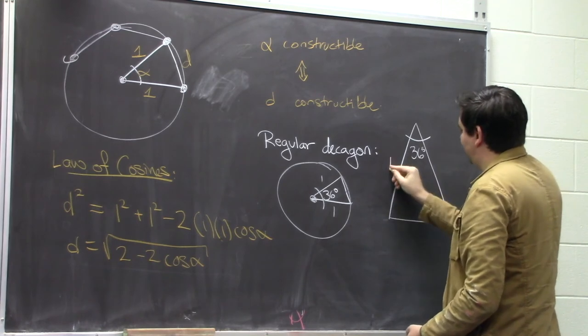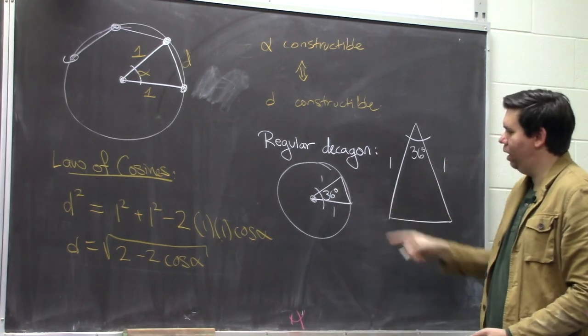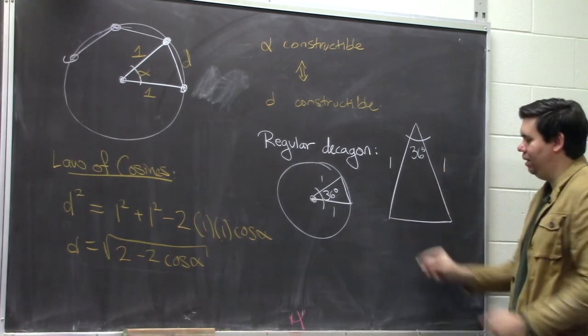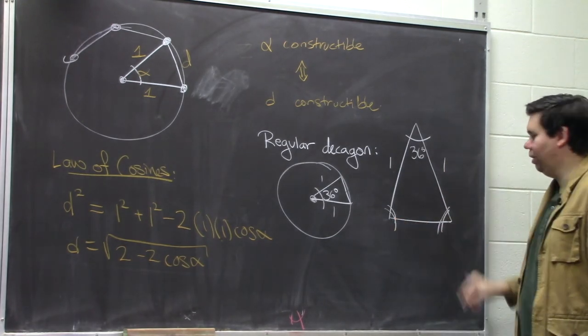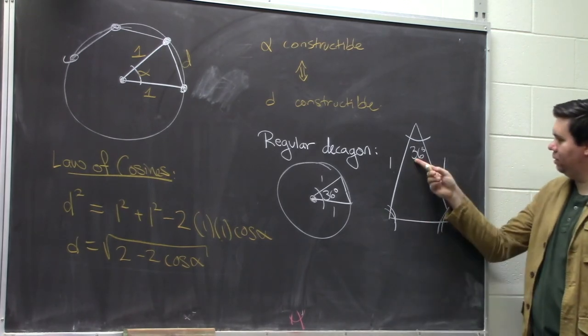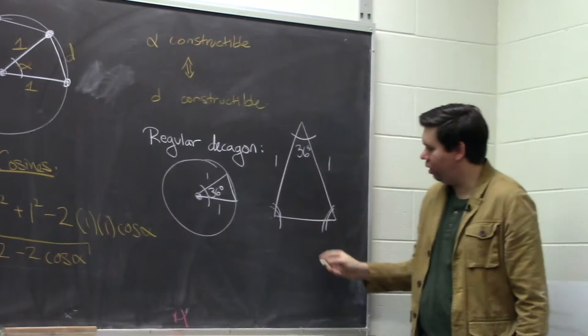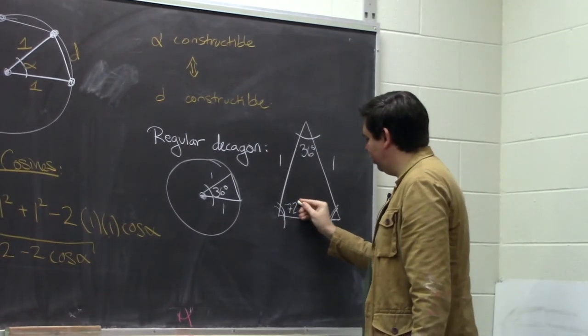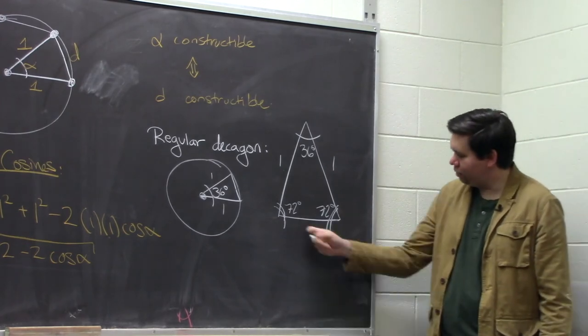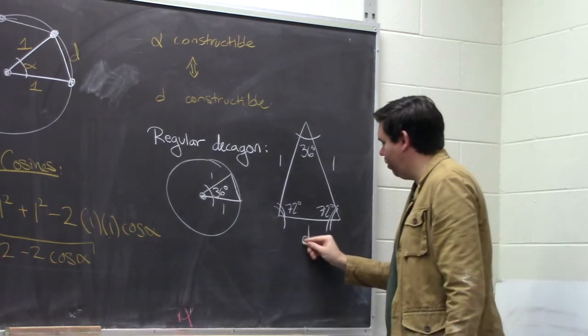I know these are both side length 1 and 1. I'm in a unit circle. So since these side lengths are the same, that means I'm actually in an isosceles triangle. So what are these angles? Well, they have to add up to 180, so subtract 36, they have to add up to 144. So each one is 72 degrees. I'm trying to figure out what this d over here is. I want to know what d is.